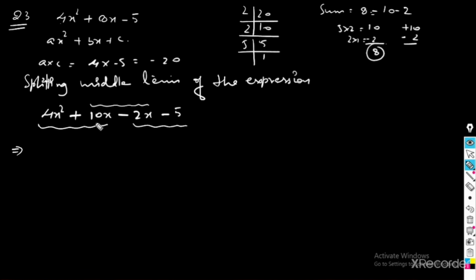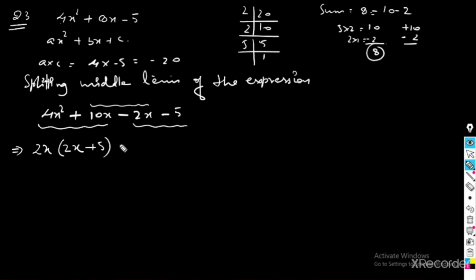What will we do next? We are going to find the common out of this. This is 4, this is 10. Let us take out the common as 2, and x also we can take out as common. Now what is remaining? It is 2x, and then here 5. So again it is 2x plus 5.